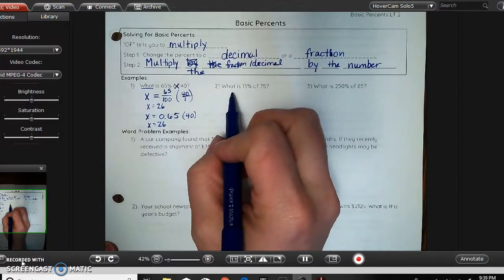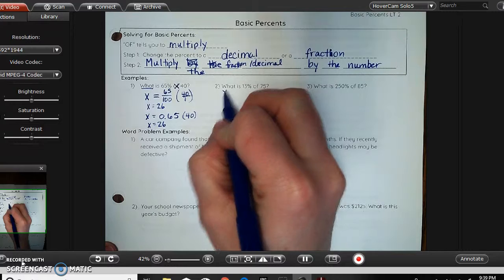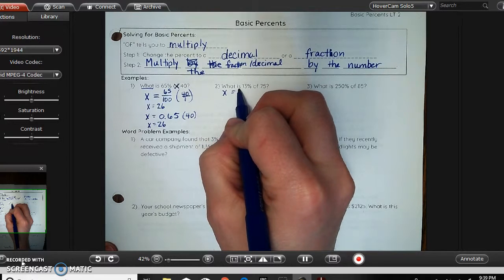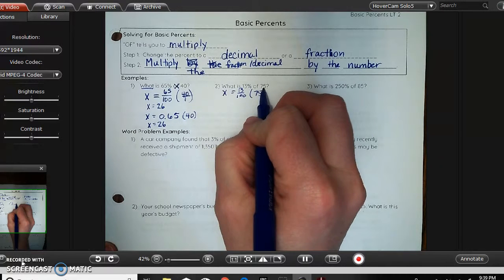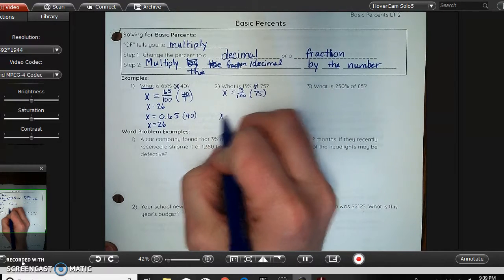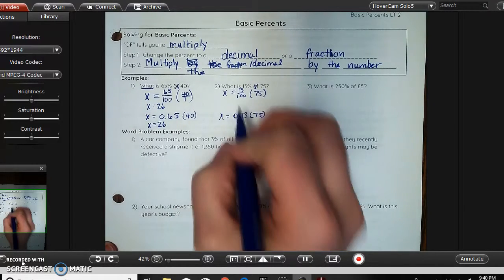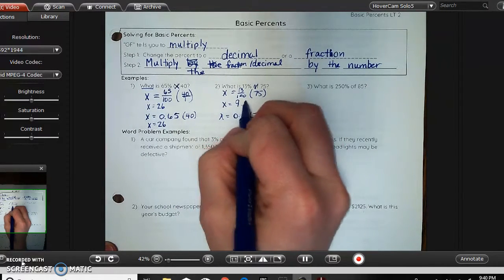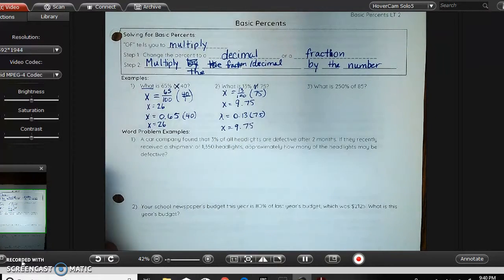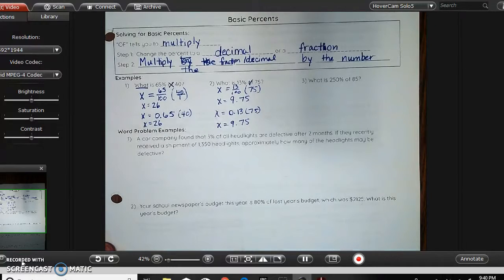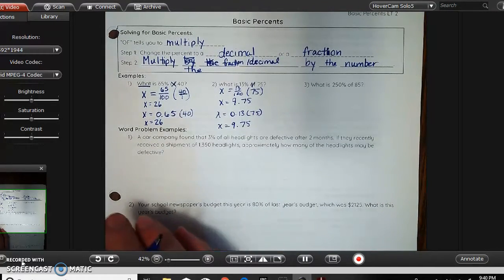My next one says, what is 13% of 75? So once again, I can set it up like this with a fraction, and like this with a decimal. And either way, I'm going to get this answer. And if you want to pause this at any time and try them out to see if you are getting the same answers as I am, but trying it yourself before you check, that would be fantastic.